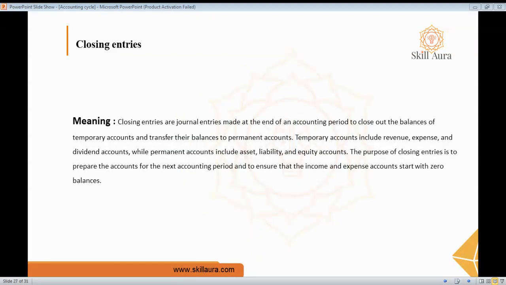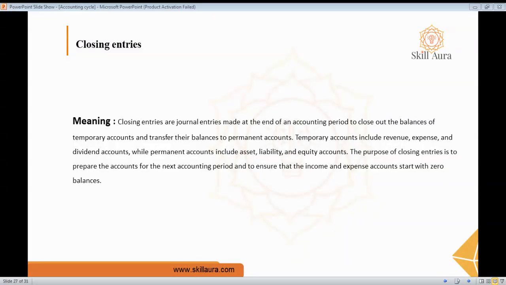The next topic is closing entries, and this is the last topic. Let's go with the meaning of it. Closing entries are journal entries made at the end of the accounting period to close out the balance of temporary accounts and transfer all the balances to the permanent accounts. The temporary accounts are revenue, expenses, dividend accounts, etc. Permanent accounts are assets, liabilities, and equity. This is very important. You have to know this.